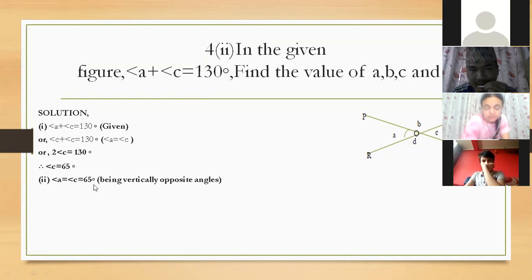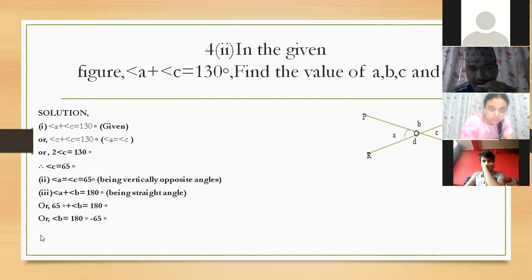Vertically opposite angles. And we know A plus B is 180. Then A value we know is 65. Then B value will be 180 minus 65. You will get B equals 115 degrees. Are you clear, children? This question, are you clear? Yes, sir. Good.